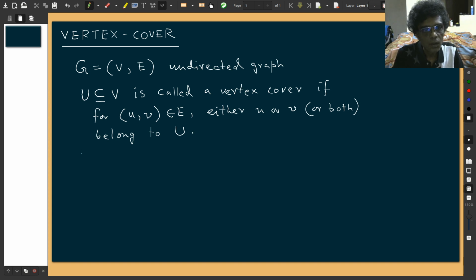Okay. So usually we are interested in the optimization problem called the minimum vertex cover problem, which wants to find a U whose size is as small as possible and which covers all the edges. Okay. But this is an optimization problem, so we have a decision version of this.